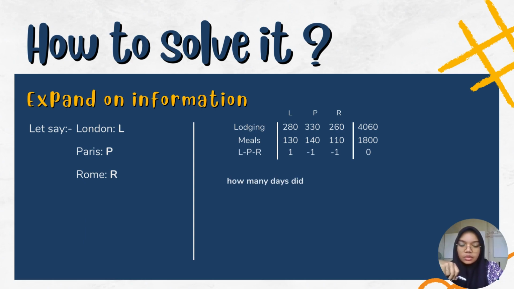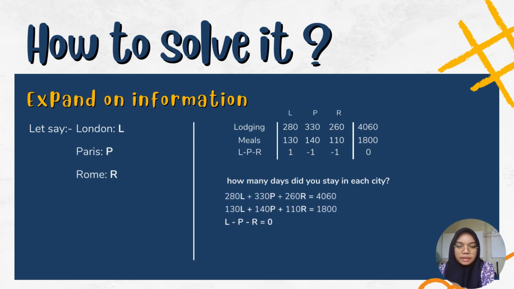Next, for the question of how many days you stayed in each city, we will answer it by using this step. We sum up all the information that we got. For example, we take 280 for London, 350 for Paris, and 260 for Rome equal to 4,060. 150 London, 140 Paris, 110 Rome equal to 1,800. So, London minus Paris minus Rome, we will get 0.